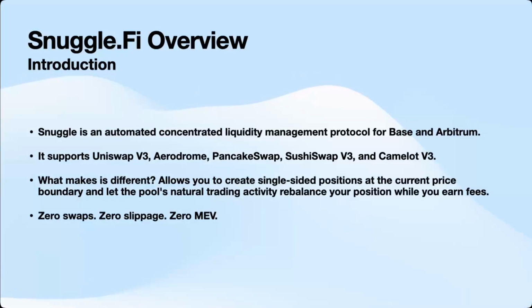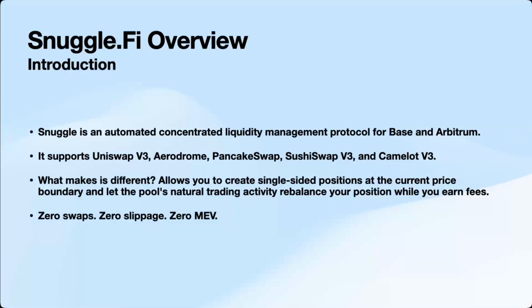And first of all, what is SnuggleFi? It's an automated concentrated liquidity management protocol for both Base and Arbitrum. Think of it very much like a VFAT, a front end for liquidity positions that you can set up through the platform. It supports Uniswap V3, Aerodrome, PancakeSwap, SushiSwap V3 and Camelot V3.